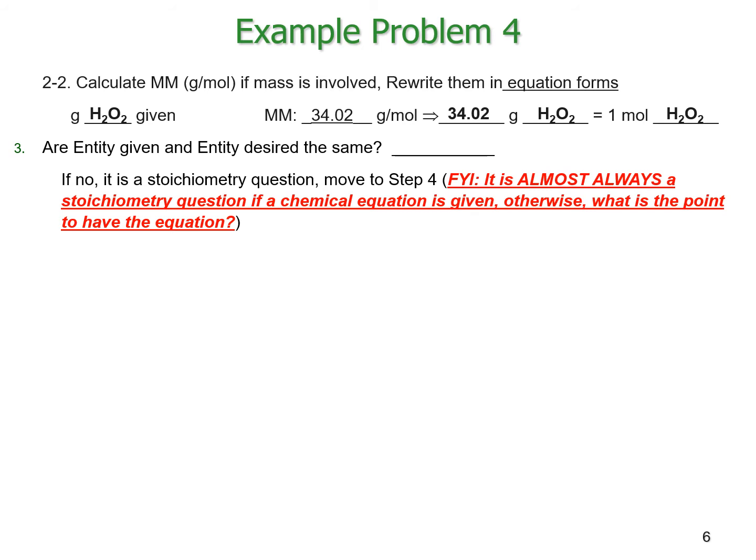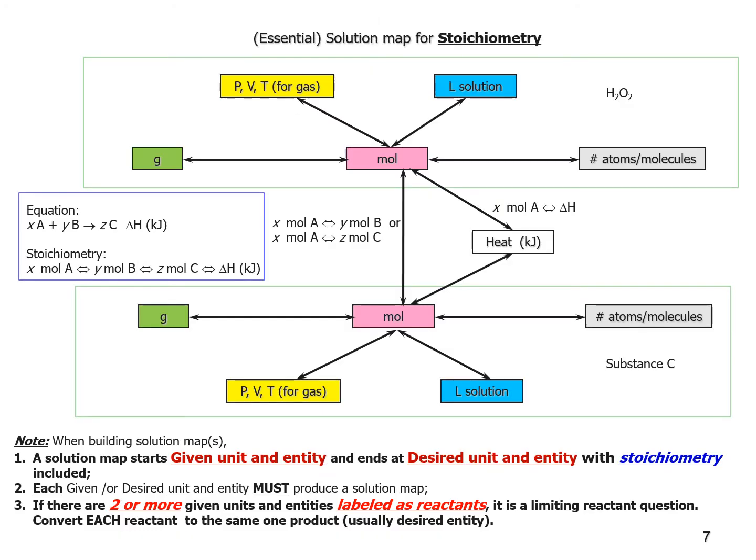As we move on to chapter 3, we need to answer, are the entity given and the entity desired the same? No, of course not, because the question gives us H2O2 and wants energy in kilojoules. Two very different units, meaning two different entities. Since it's two different entities, we understand that it's a stoichiometry question. Since it's a stoichiometry question, remember, here we have H2O2. We start with the grams of H2O2 right here.